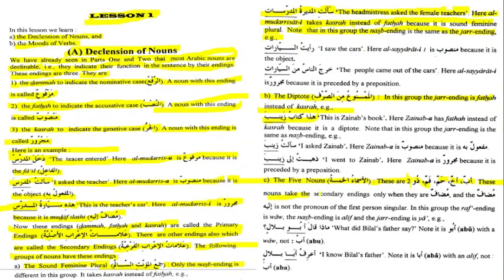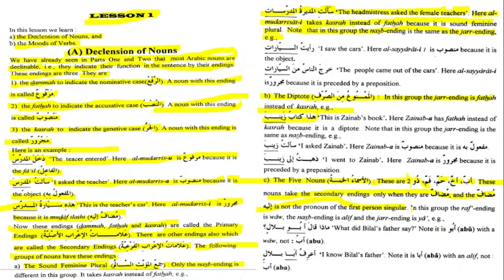These nouns will take the secondary ending only when they are mudafun and the mudaf ilayhi is not the pronoun of the first person singular, which means whenever they are mudaf and they are not mudaf to ya mutakallim, they will show the sign of i'rab as secondary. They will use alamatu far'iyya, except when they are mudaf to ya mutakallim. So if you want to say my brother, it is akhi. You will not have a ya after the kha. But if you want to say your brother, it will be akhuka, with a waw before the ka.